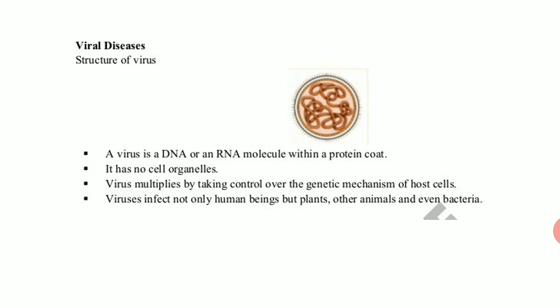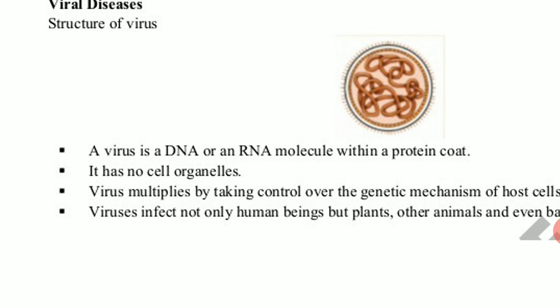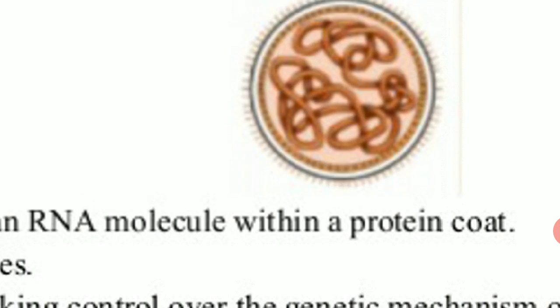In case of bacteria, bacteria create disease by producing toxin. Virus destroys the genetic mechanism of the host cell. This is a comparative study: how virus makes disease and how bacteria make disease. Bacteria produce toxin and create disease. Virus destroys the genetic mechanism of the host cell and creates disease. See, a virus is a DNA or an RNA molecule with a protein coat. That's all. It will be somewhat like this.